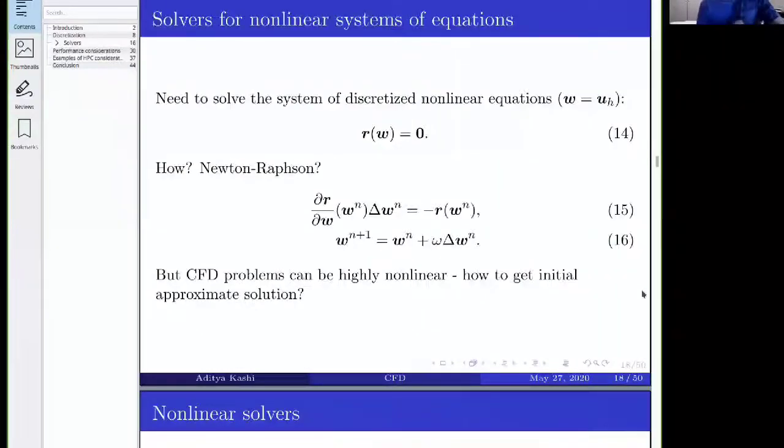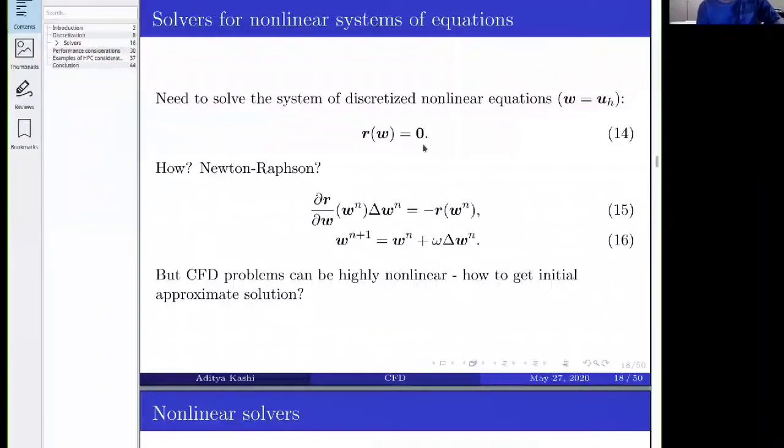Okay, so as I said earlier, the discretized system of equations I'm going to write in this way, where R is a function for every cell in the grid, and W is a vector variable where there is one unknown for every cell in the grid. And that is for a scalar problem. For the compressible Navier-Stokes equations, we have at least 5 unknowns for every cell in the grid and 5 equations for every cell in the grid. So typically this is a system of nonlinear equations. So how would we solve this?